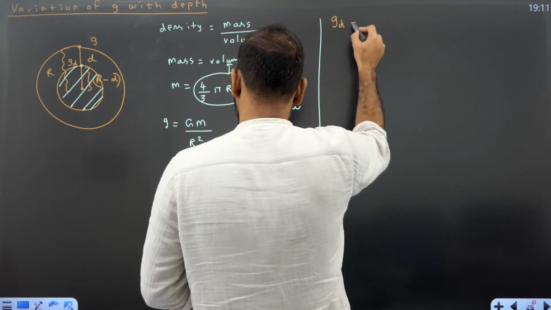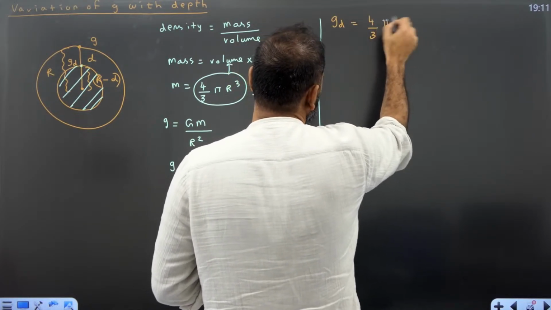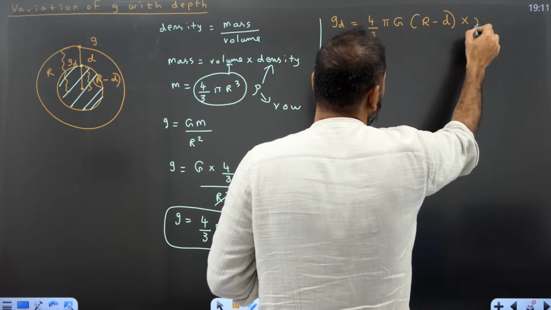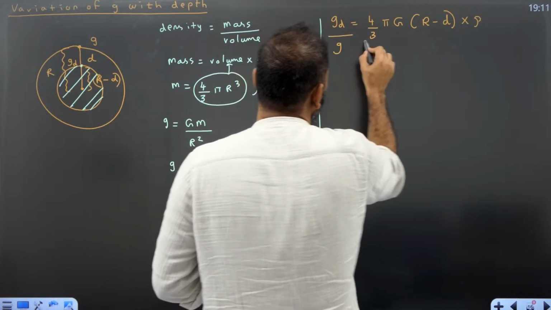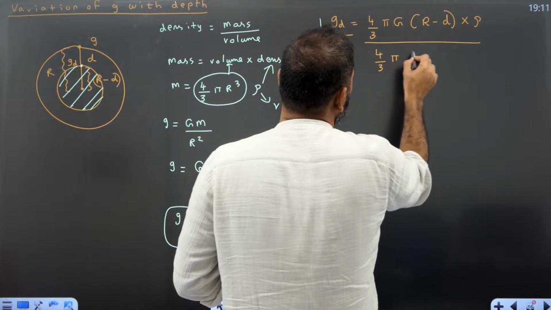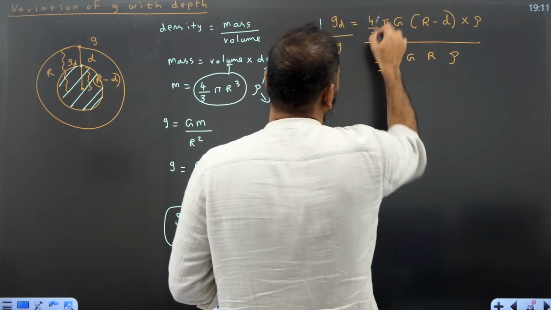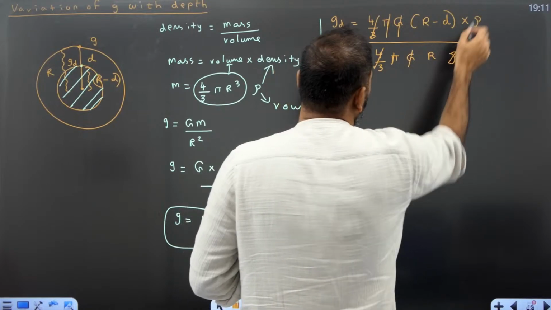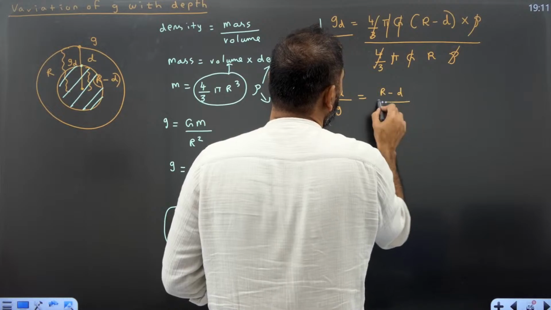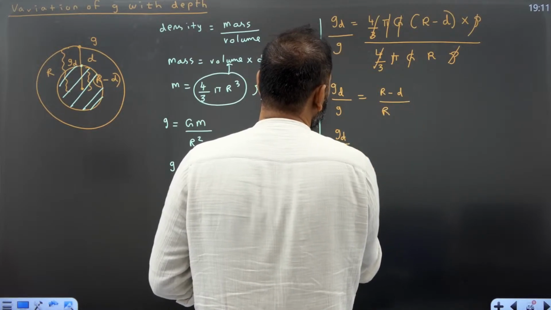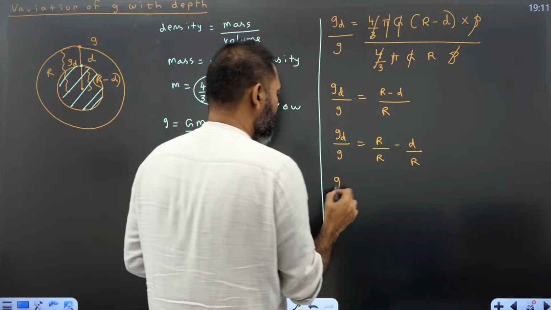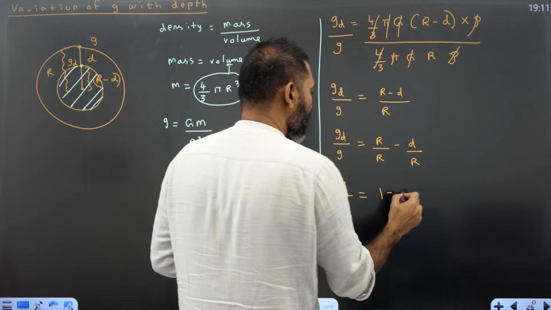Gravity at a depth means 4 by 3 pi G, which is a constant. If I am at a depth d, then my radius is what? R minus d, into rho. Divided by g, which is 4 by 3 pi G r rho. 4 by 3 pi, 4 by 3 pi G rho, everything gone. So gd by g is equal to what? (R minus d) by R. So gd by g is equal to 1 minus d by R.